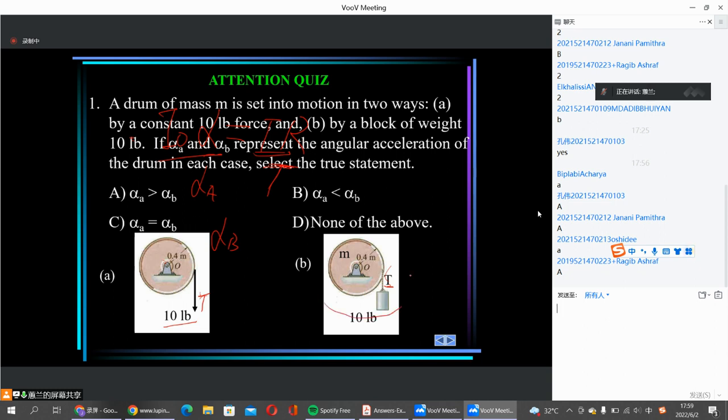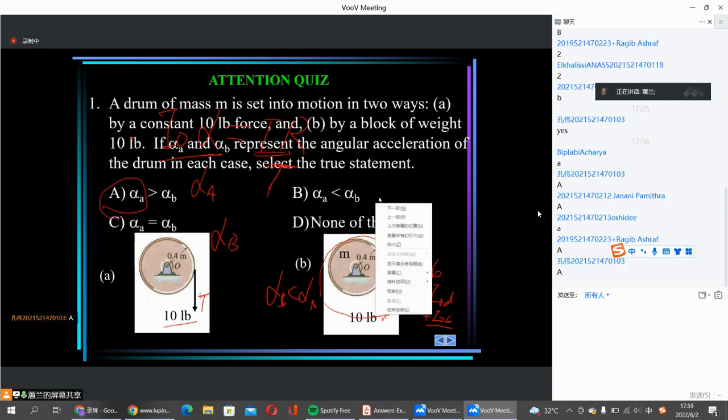Or maybe you can take this as a system. The I_O about this system, for this one, I_O B will equal the disk plus the block, right? This one is larger than this one, so alpha B should be smaller than alpha A. So the answer should be A.